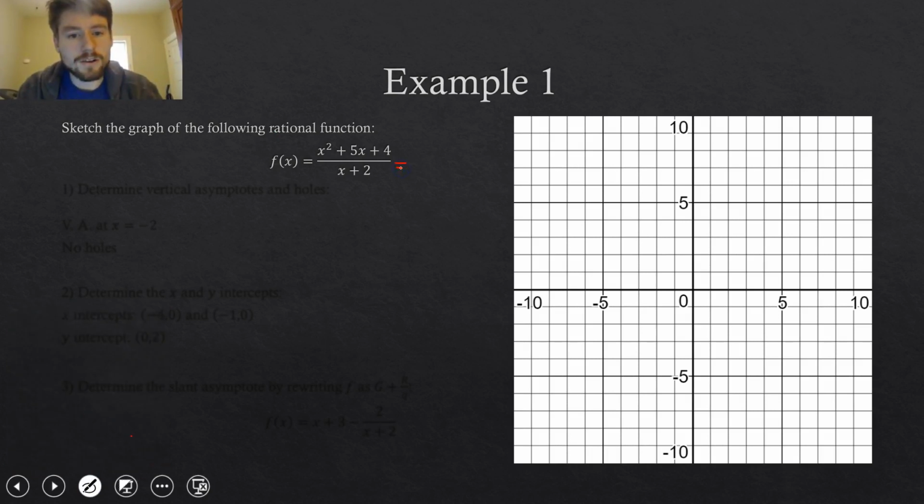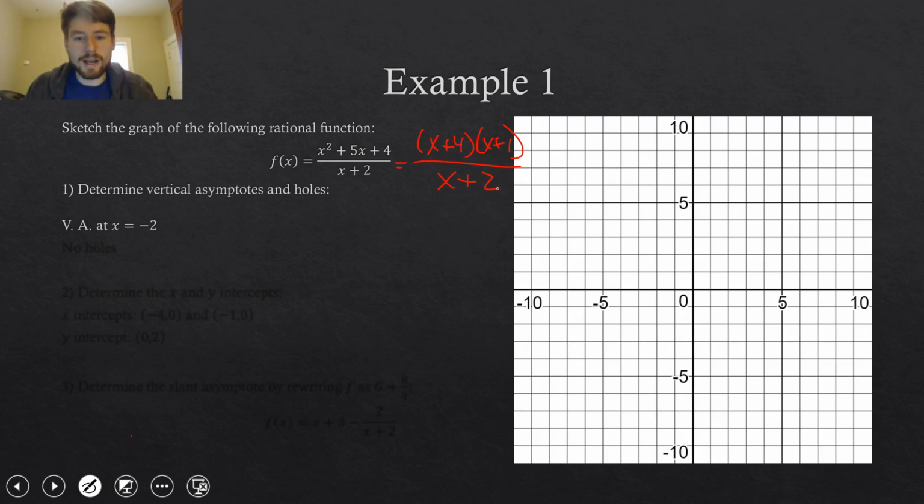So we're going to factor the numerator and the denominator so that we know off the bat what our x, y intercepts and any holes are. Factoring the numerator, we get x plus 4, x plus 1 over x plus 2. We see nothing is common on top and on bottom, so there are no holes. Nothing will cancel. We have a vertical asymptote when x is equal to -2. So I'll use another color. And there's no holes because no common factors.